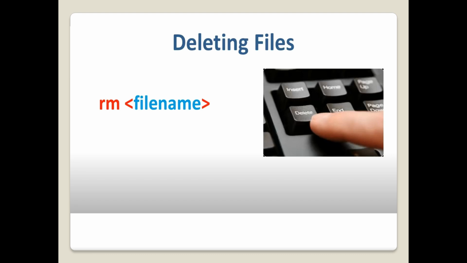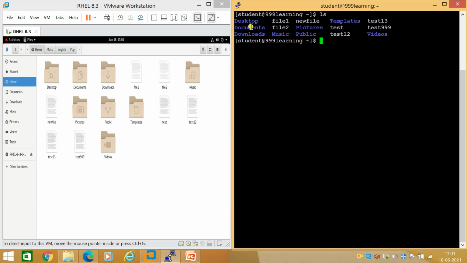Let's move to the delete command. Deleting files: rm space file name. This is the syntax to delete any type of file. After the ls command, you can see all these files are available here. In the left side, you can see in the GUI window all the same files and folders are available here. Here I am going to delete this test file. So the syntax is rm, space, then the file name. Before executing the command, let's verify. In the left side also you can see this test file is available.